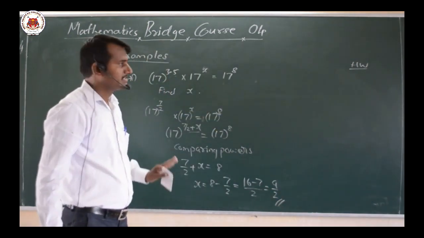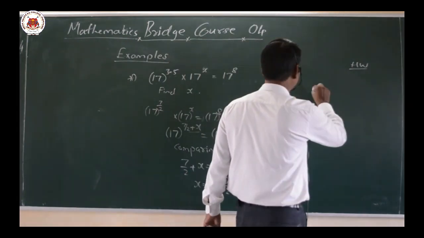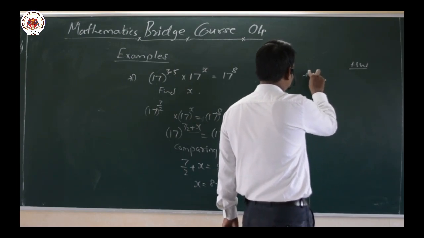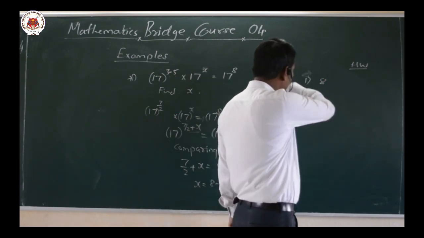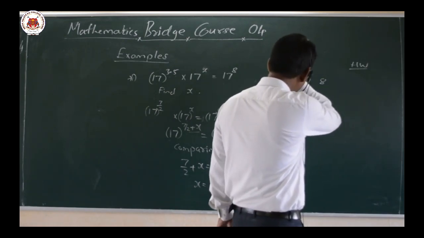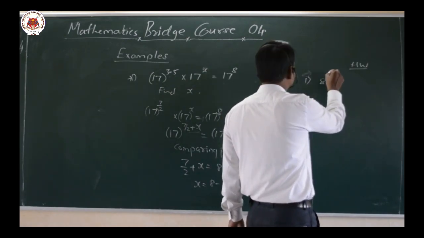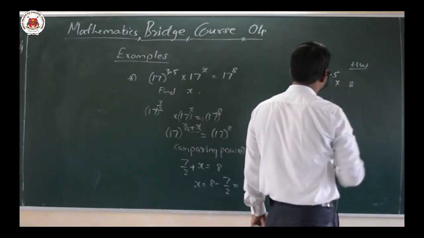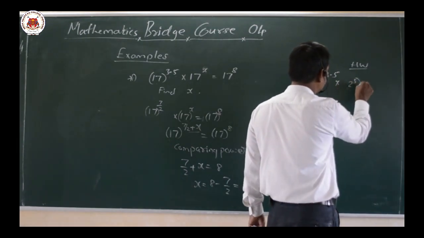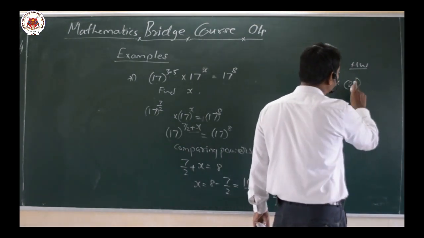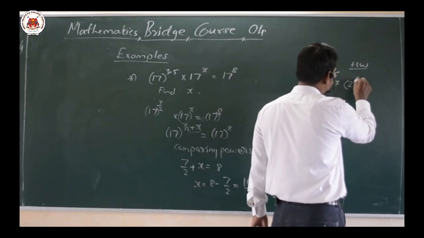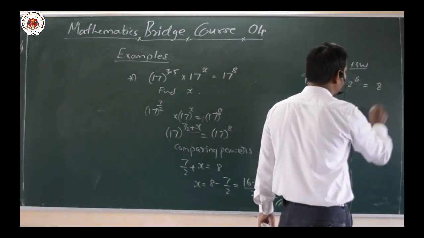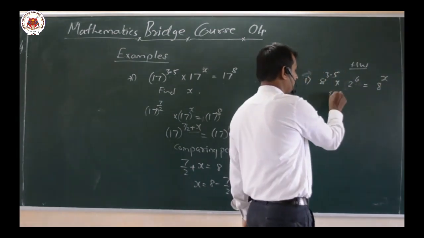Very very simple. Now let us take a homework problem; I will give plenty of homework on this for you to practice. 8 to the power of 3.5, into 8 to the power of, or you can take 2 cube to the power of 2 to the power of 6, equal to 8 to the power of x. Find x value.